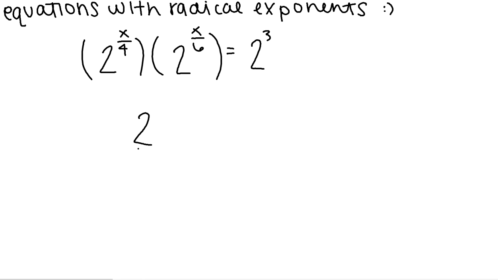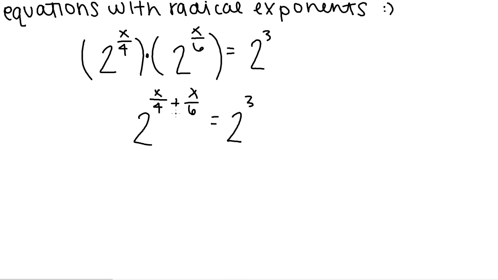So I'm going to keep my base and add my exponents, and the reason I'm adding them is because I'm using the product rule. x over 4 plus x over 6 equals 2 to the third. So go ahead and pause again, see if you can figure out what to do next. The next step would be to add those together.